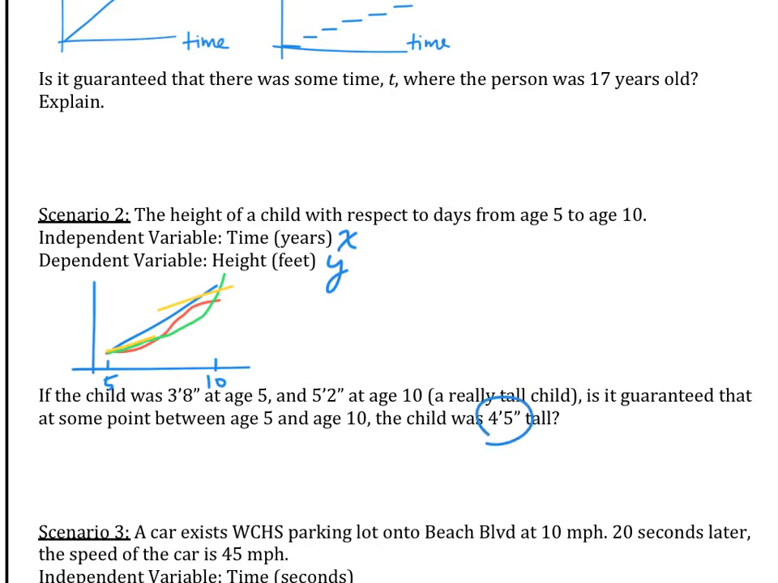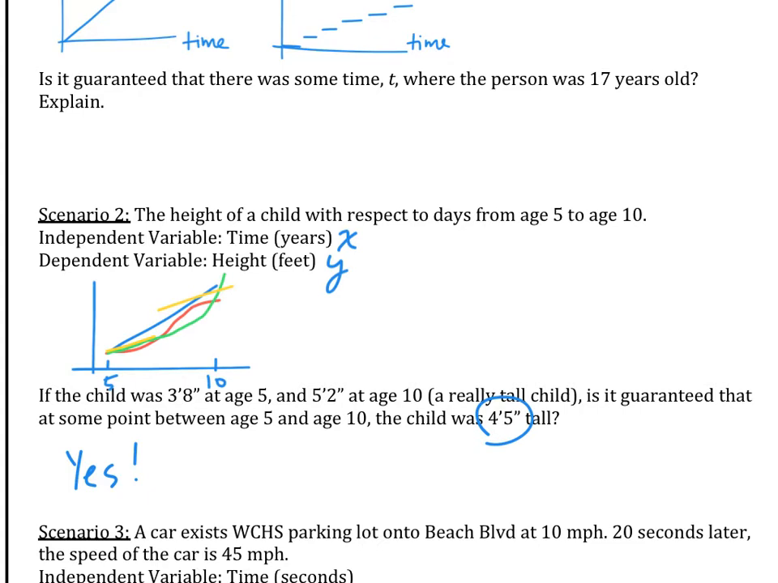Is it guaranteed? So the question is, if this person went from 3 feet 8 inches to 5 feet 2 inches, then is it guaranteed that sometime in this child's life he was at 4 feet 5 inches? And the answer is yes. And why is that?